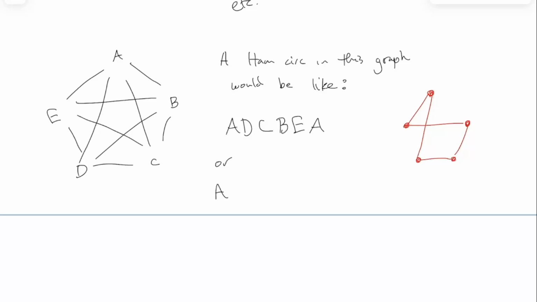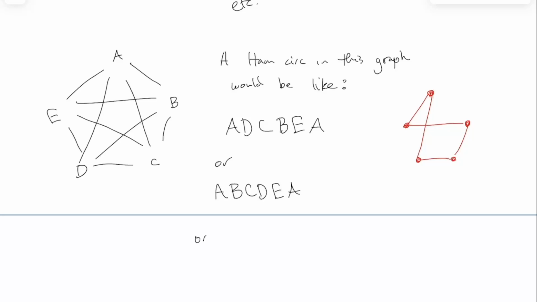Yeah? A, B, C, D, E, A. Yes, this is what I was referring to when I said there are some fairly obvious ones. You could just go around the outer perimeter, right? That certainly makes a Hamilton circuit which visits every vertex and comes back to where you started, all right?